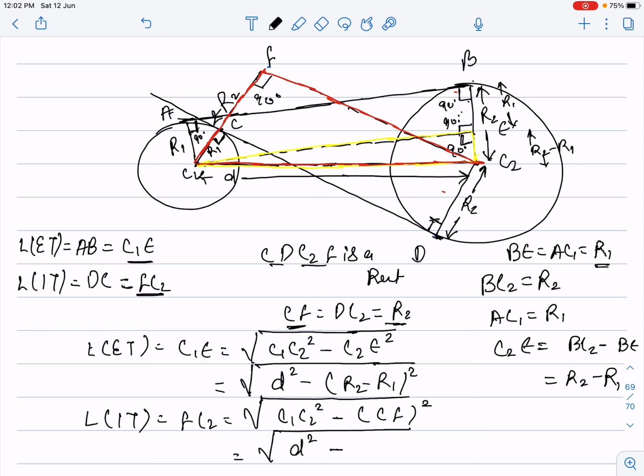So R2 plus R1 will be the value of C1F. C1F will be R1 plus R2. This was C1F, my dear students. So this will be becoming what? R2 plus R1 the whole square.